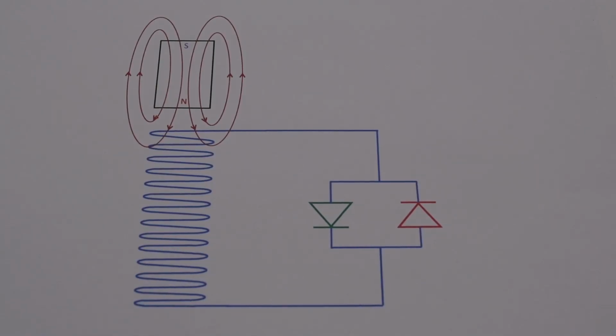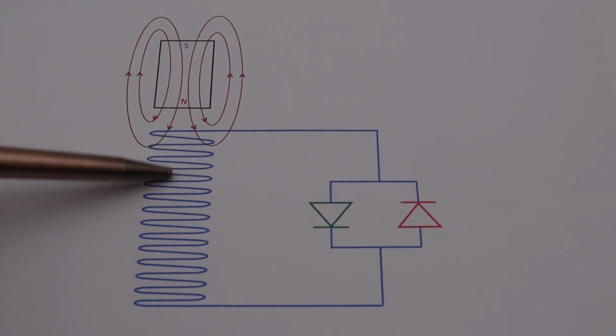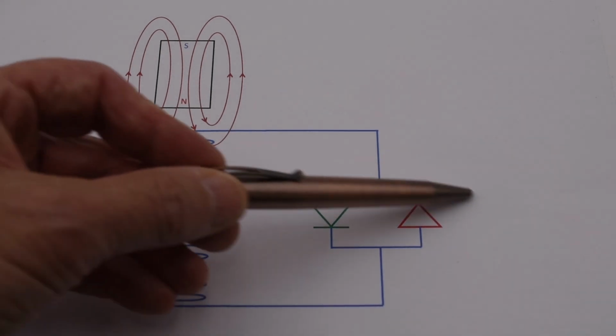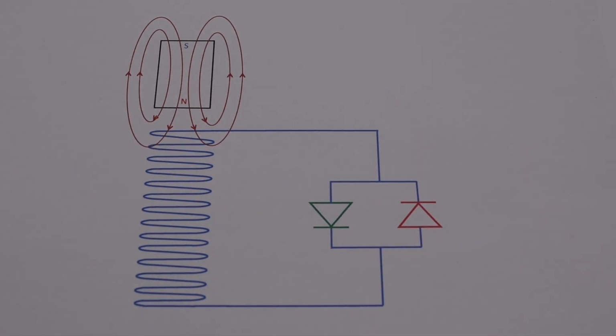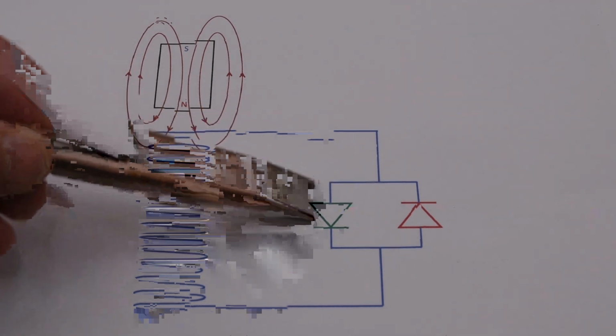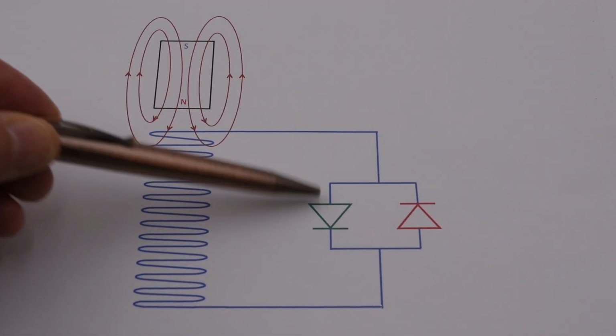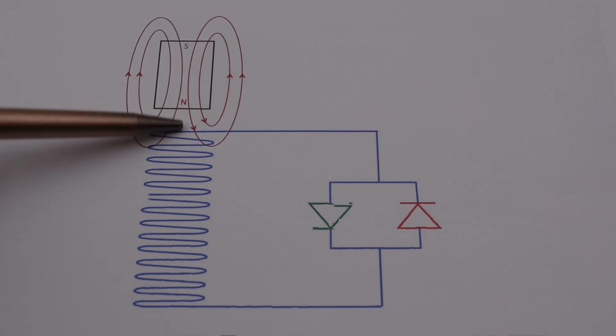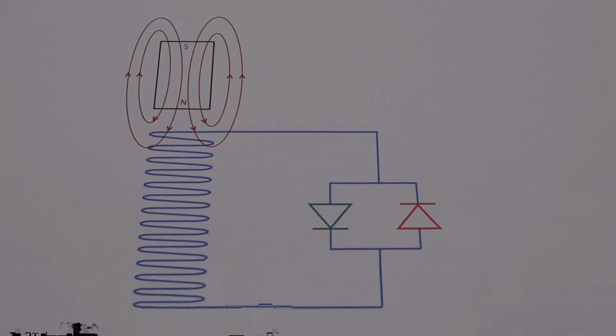Here is a schematic of our setup. We have our coil, and attached to the ends of the coil are our two LEDs. And they're attached such that if the green LED is forward biased, the red LED is going to be reverse biased. And we're going to take a magnet and drop the magnet through the coil.